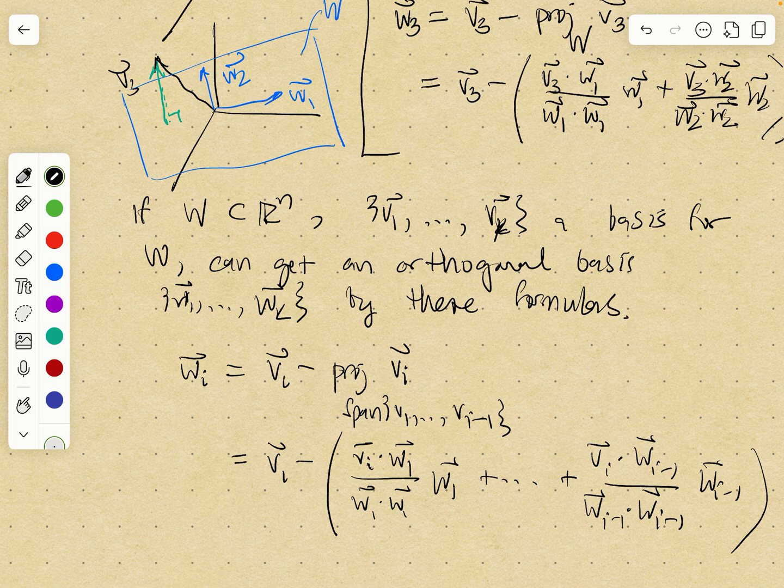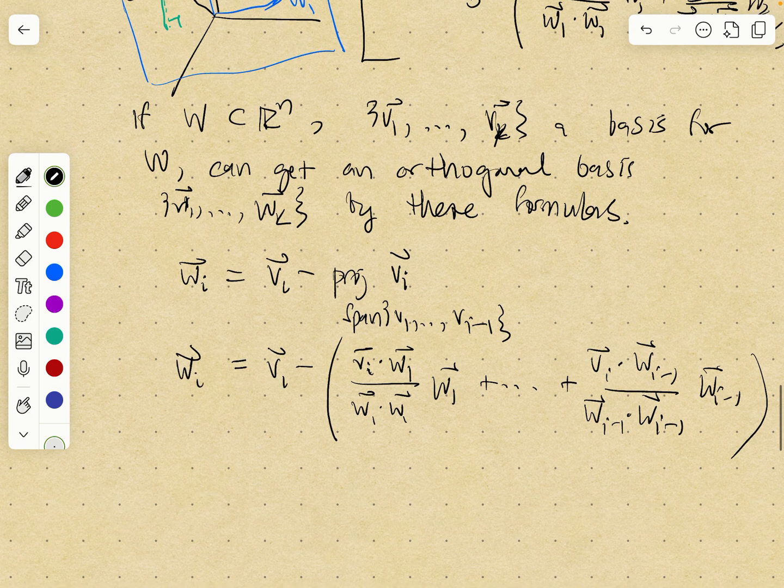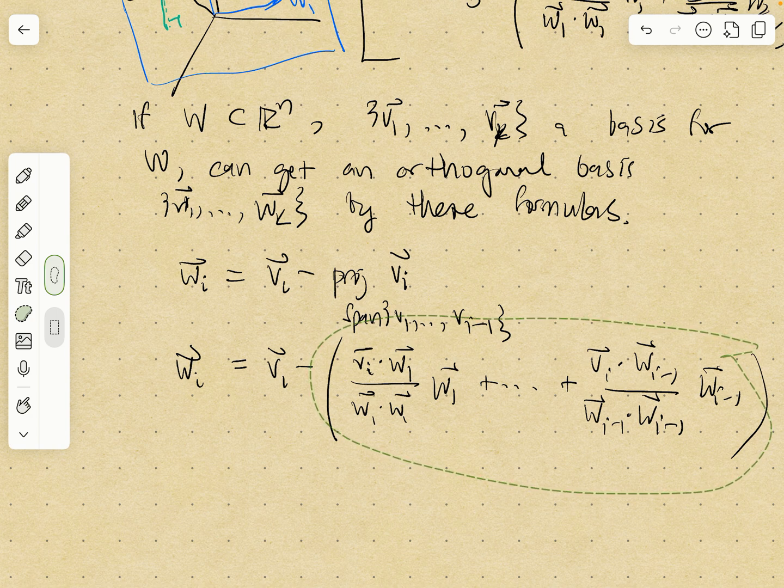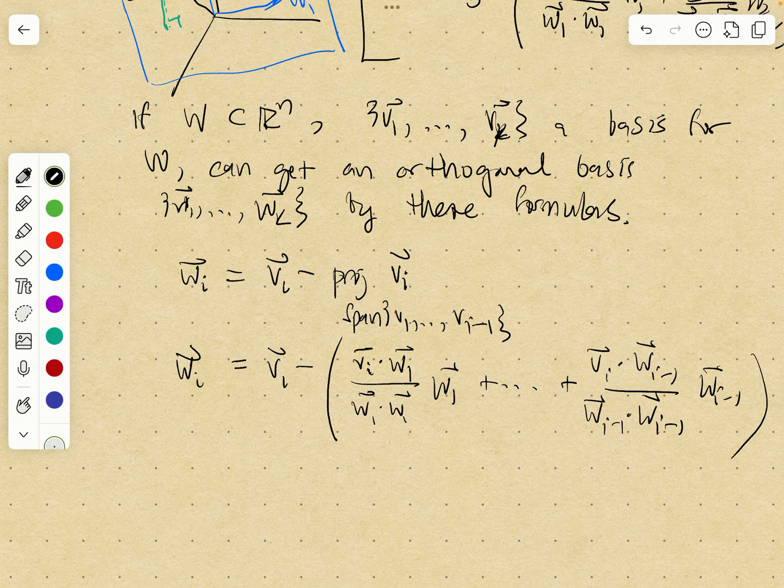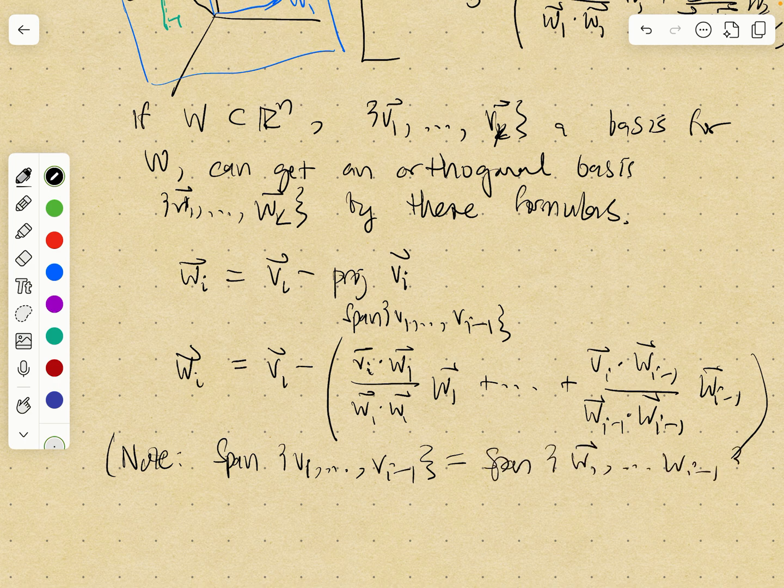Does that make sense? We're just using the formula for the projection. This thing in parentheses is just the projection of Vi onto the span of W1 through Wi minus 1, and that's the same as... note that the span of V1 through Vi minus 1 is equal to the span of W1 through Wi minus 1.